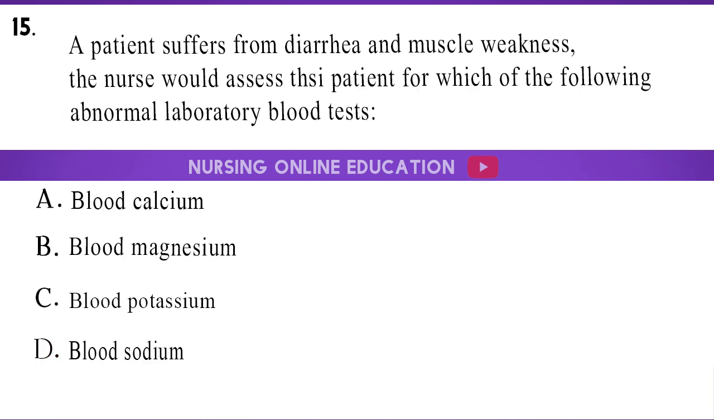15. A patient suffers from diarrhea and muscle weakness. The nurse would assess this patient for which of the following abnormal laboratory blood tests: A. blood calcium, B. blood magnesium, C. blood potassium, D. blood sodium. The answer is option C, blood potassium.